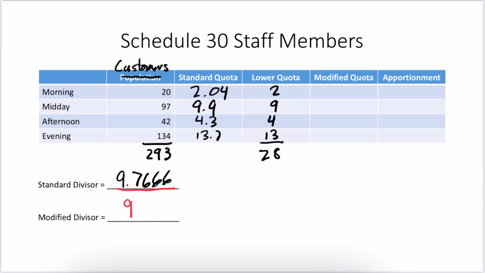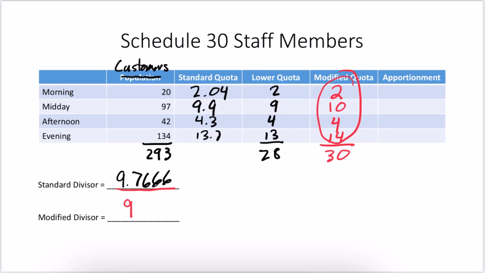So when I do 20 divided by 9, that gives me a modified quota of 2, because I got 2.22222, but if you round it down, it just is 2. Then 97 divided by 9 is a modified quota of 10. 42 divided by 9 is 4, when you round it down at least. And then 134 divided by 9 is 14. And when I add those numbers up, those add up perfectly to 30. And so this would be my final apportionment.